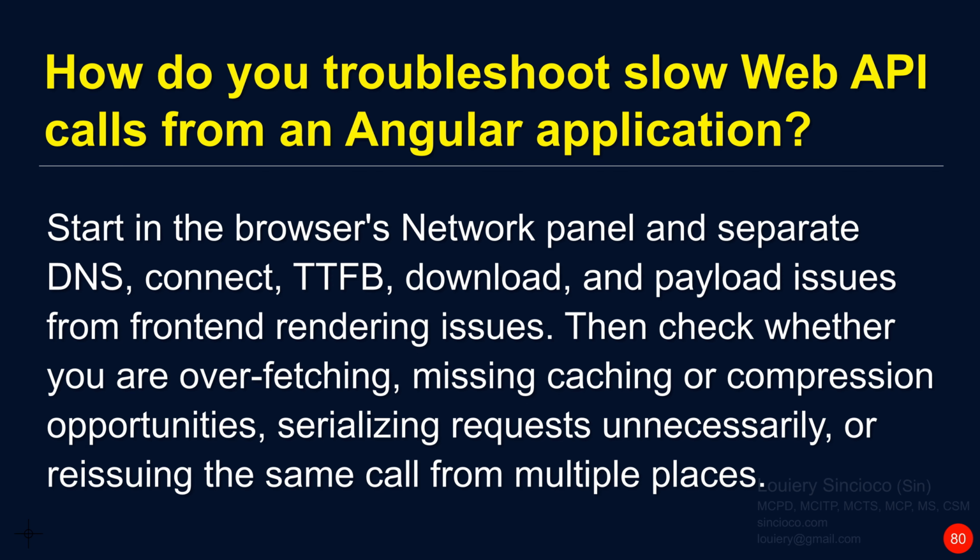How do you troubleshoot slow web API calls from an Angular application? Start in the browser's network panel and separate DNS, connect time, time to first byte, or TTFB, download and payload issues from front-end rendering issues. Then check whether you are overfetching, missing caching or compression opportunities, serializing requests unnecessarily, or reissuing the same call from multiple places.